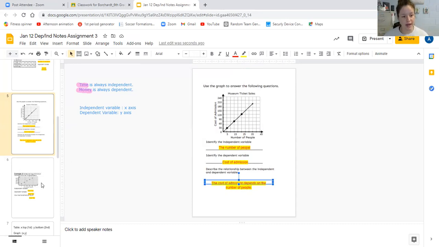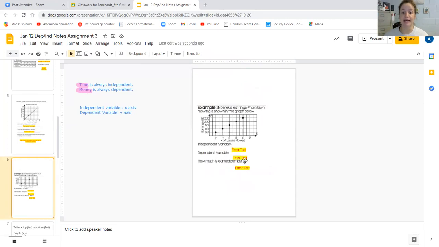Okay. Now on the next one, I want you to take a minute and try this last one before we review what we went over. All right. So go ahead, take a minute, and I want you to figure out what the independent and dependent variables are, and then how much each earned per lawn. Go. All right, so looking at this independent variable, remember our independent variable is our x-axis. So what is the label on our x-axis? Put that in the chat.